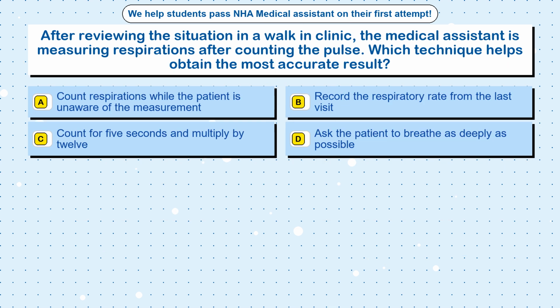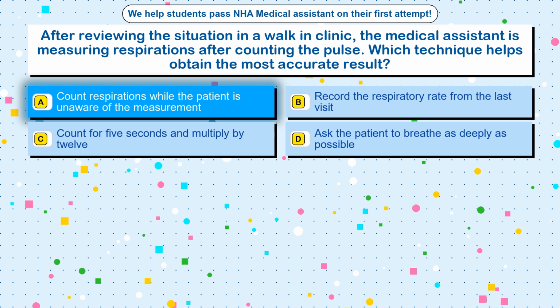Question 23. After reviewing the situation in a walk-in clinic, the medical assistant is measuring respirations after counting the pulse. Which technique helps obtain the most accurate result? Option A. Count respirations while the patient is unaware of the measurement. Option B. Record the respiratory rate from the last visit. Option C. Count for 5 seconds and multiply by 12. Option D. Ask the patient to breathe as deeply as possible.